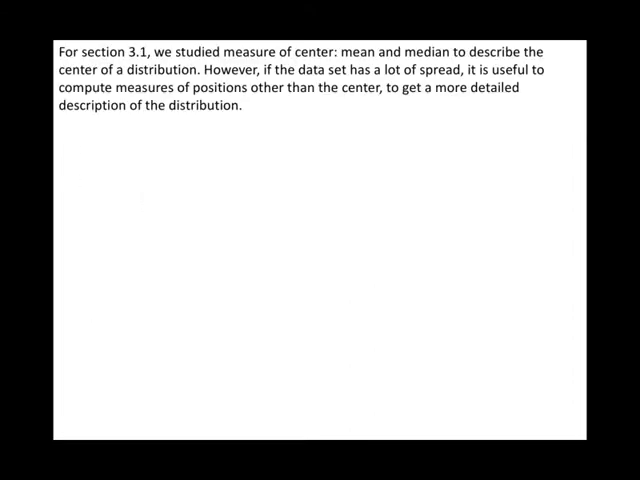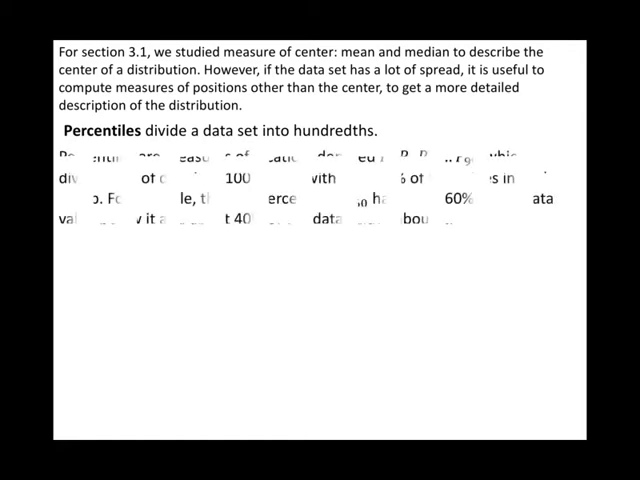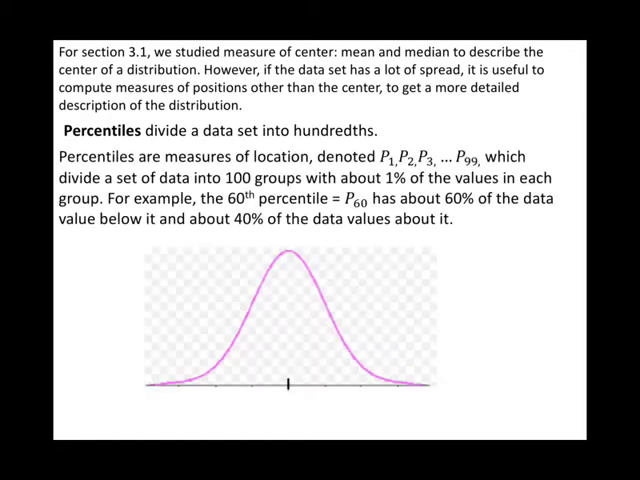For section 3.1, we studied measures of the center. We know how to find the mean, median, mode, and the mid-range. And all this data is focused on the center. However, sometimes we may want to find out the position of the data other than the center. So to get more detail about the distributions, we want to learn percentiles. Okay, what is the meaning of percentile? We assume this is a normal distribution including all the data. So 100% of the data is lying from here.